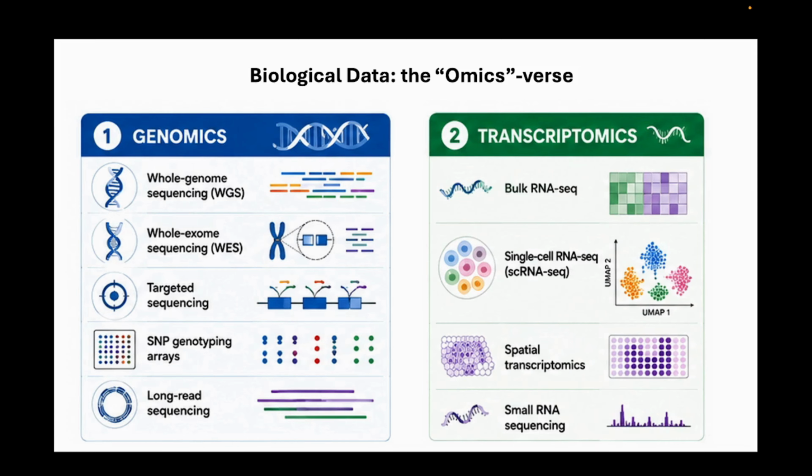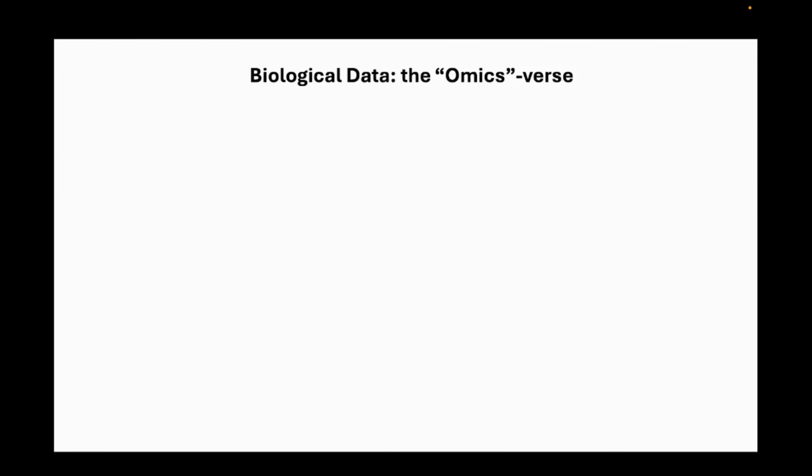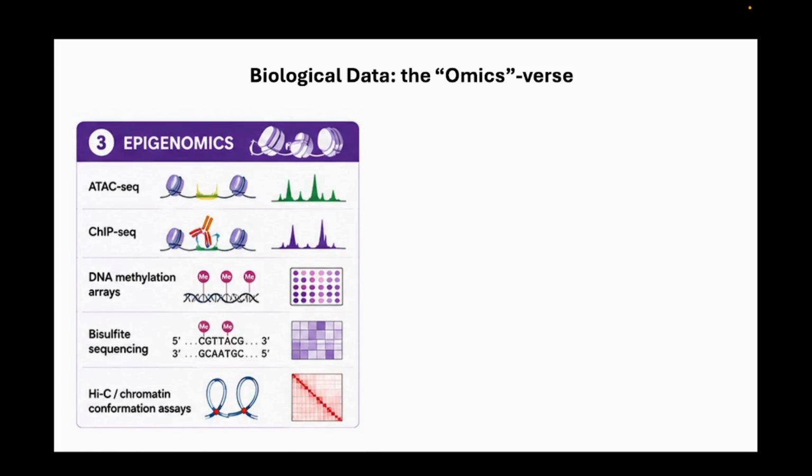So already we are moving beyond simply asking, what genes does this person have? We can also ask which genes are active, in which cells, and under what conditions. Then we have epigenomics. So we know that the DNA sequence itself is only part of the story.